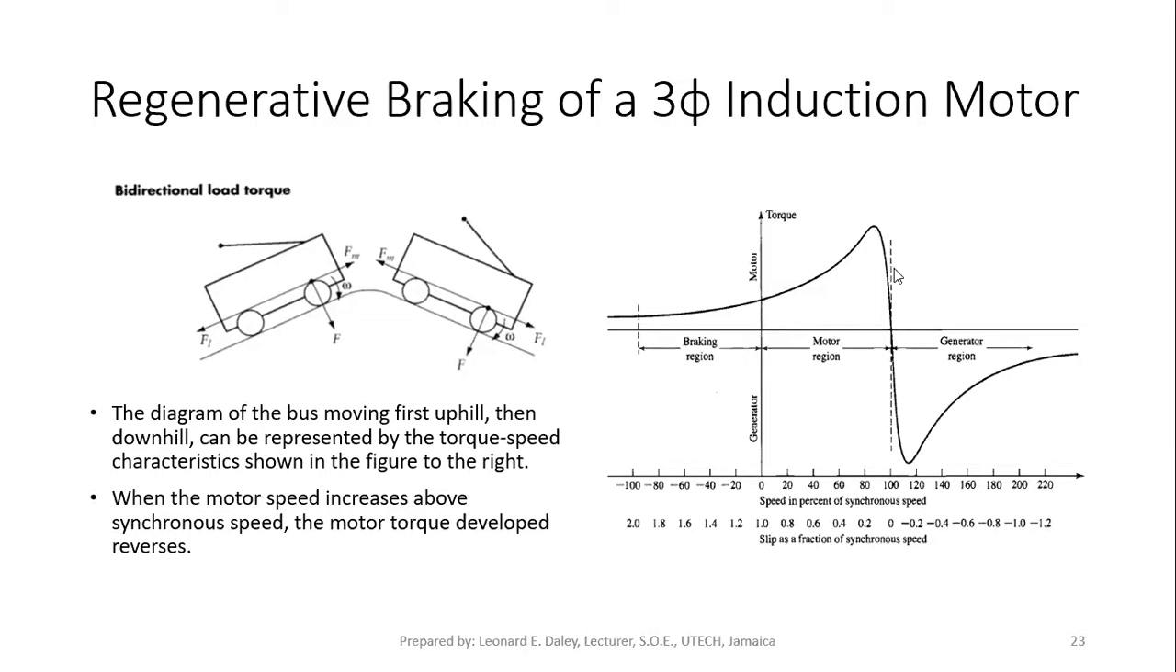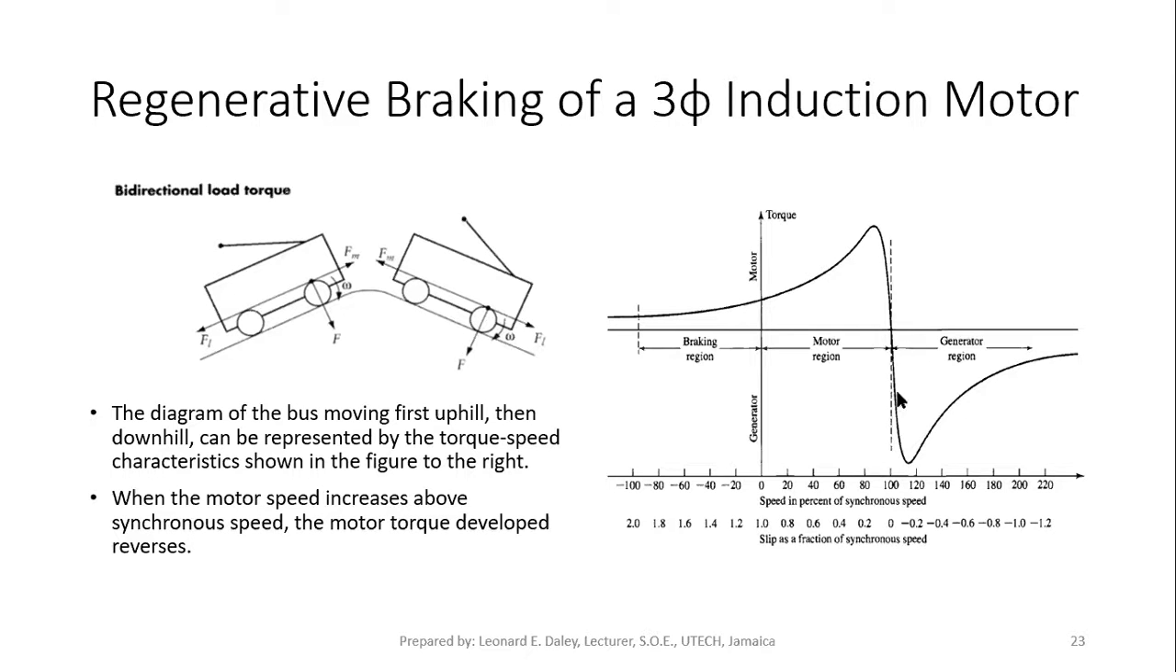And when the speed increases, remember, this is a torque-slip curve, our torque-speed. Synchronous speed would be at 100%. When the speed increases above synchronous speed, as we see here, the torque has reversed. In the motor operation, the torque was positive. In the generator operation, now the torque becomes negative.